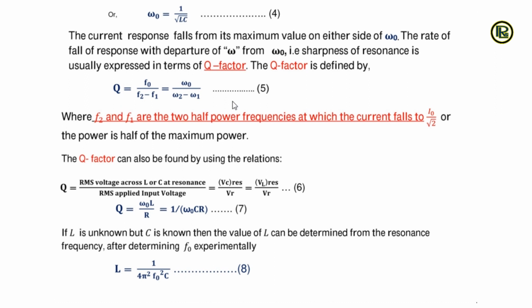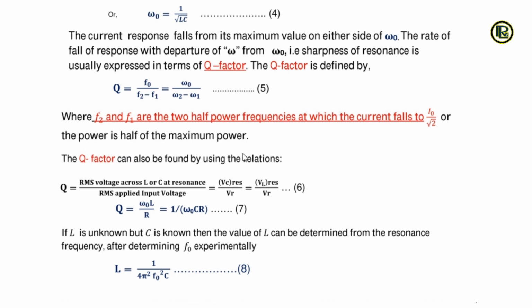As I discussed earlier, omega 0 is the angular resonant frequency, and F2 and F1 are the two half power frequencies. Half power frequencies means at these frequencies the current of the LCR circuit falls to Im by root 2, or the maximum value divided by root 2, or the power at this frequency becomes half of the maximum power. That's why these are called the half power frequencies.